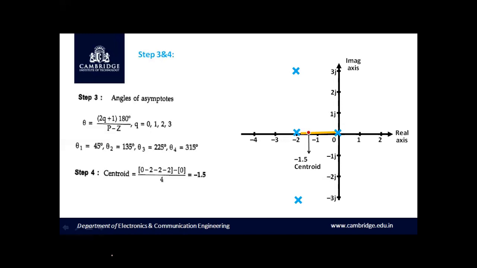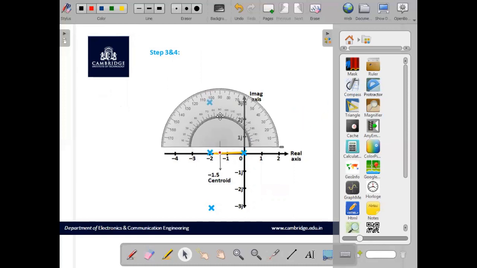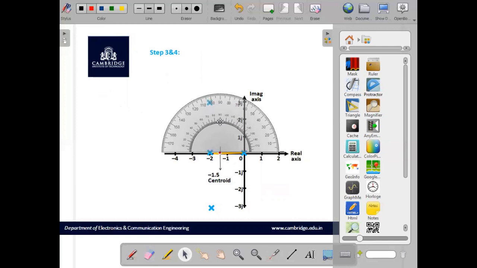I told you that step 3 and 4 come hand in hand. So once after marking the centroid, we have to make use of the protractor, and with the centroid as the reference, we have to mark the angle of asymptotes exactly at 45 degree, 135 degree, 225 degree as well as 315 degree. Let me take the protractor, and with the centroid as the reference, I have fixed the origin of the protractor exactly at minus 1.5.